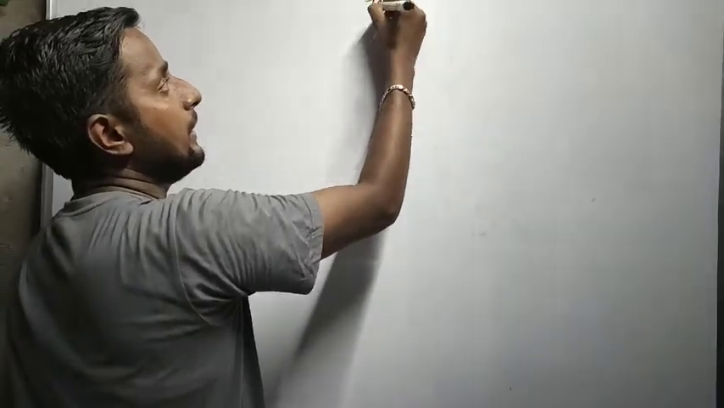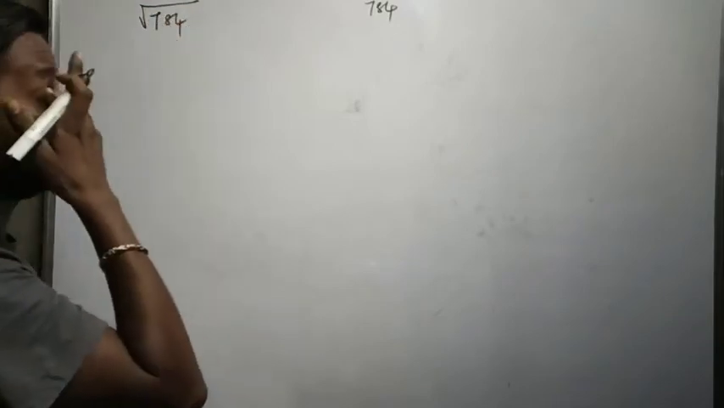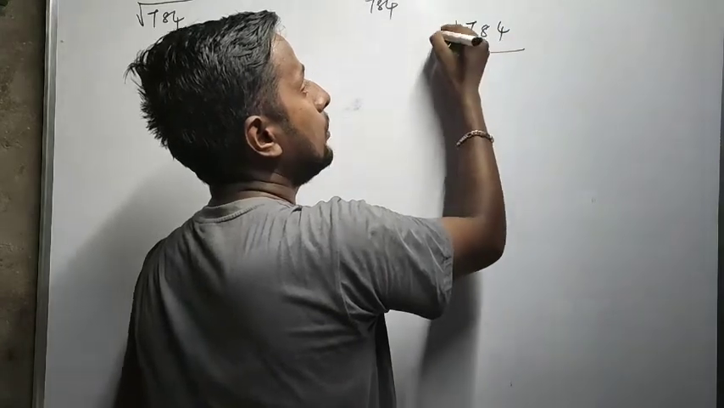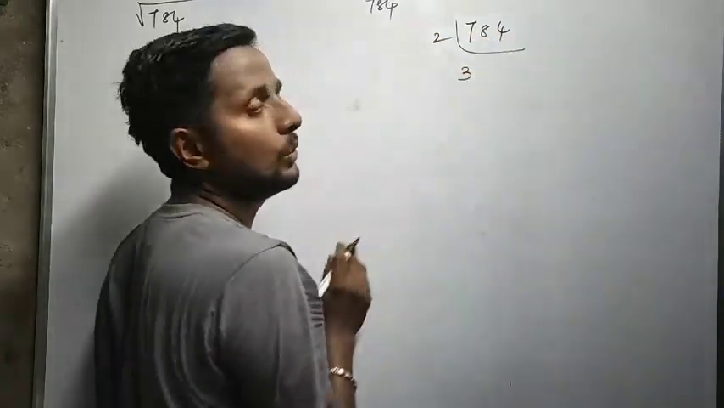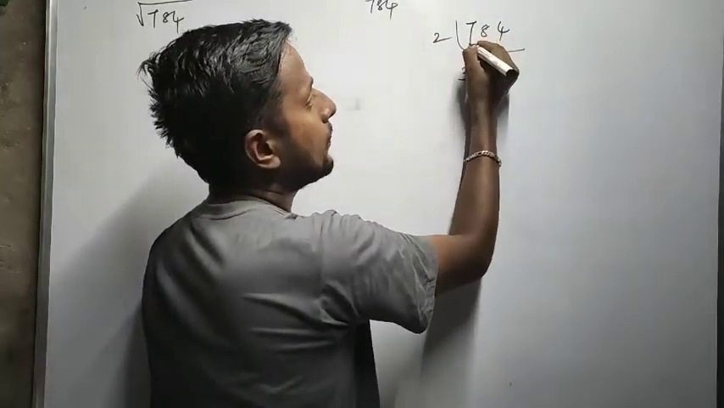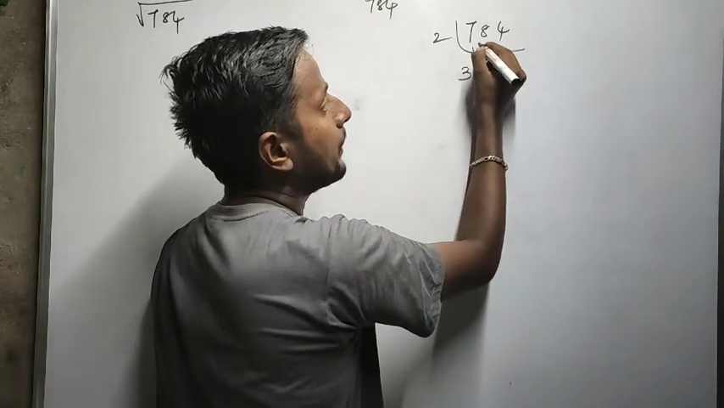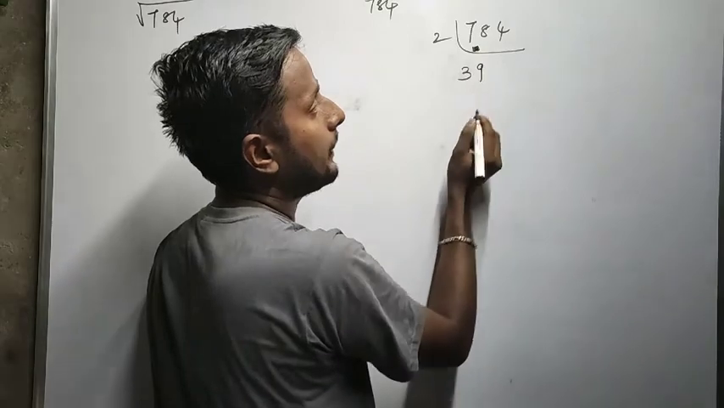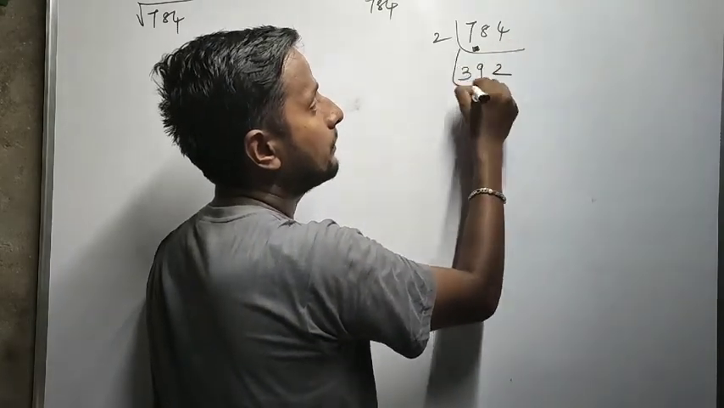Yeah, 784. Find the value of the square root of 784. 784: 2 table. 2 3s are 6. Look carefully. 6 gone. So from 7, 6 has gone, 1 left, and here 8 makes 18. 2 9s are 18. Completely completed. Next 4. 2 2s are 4.